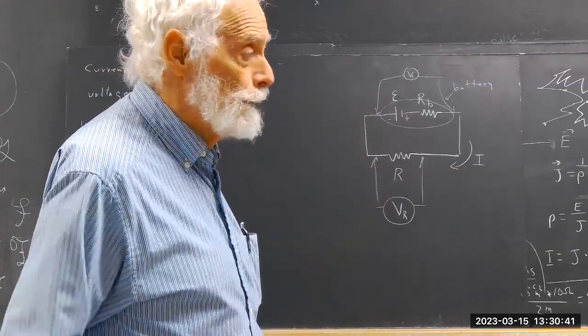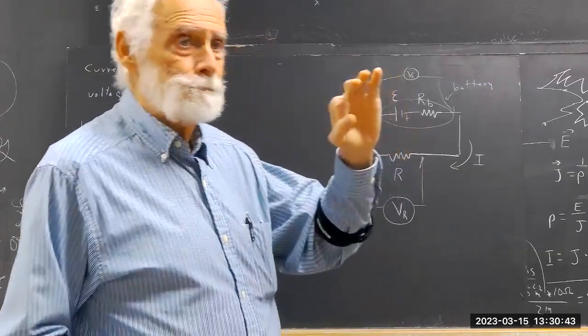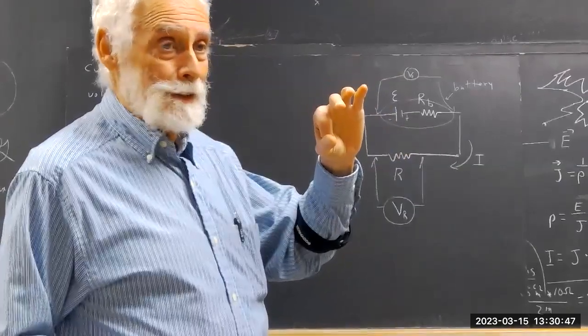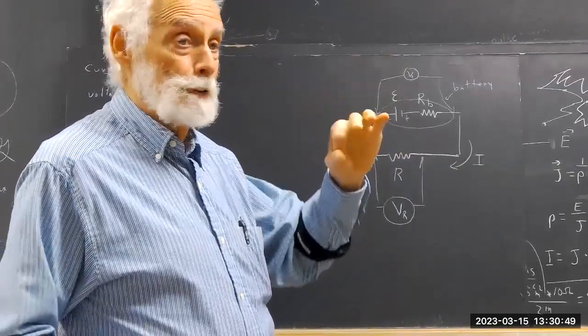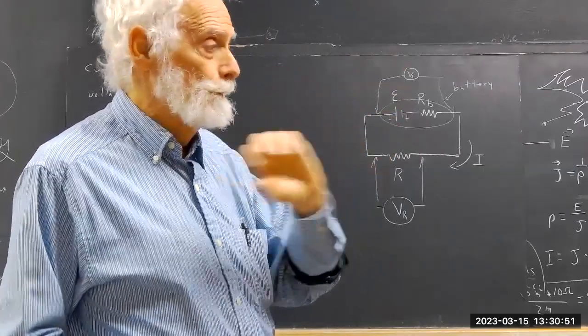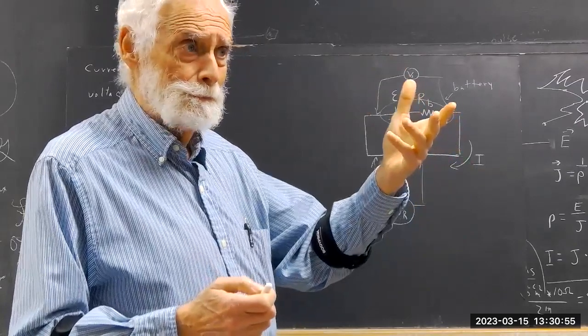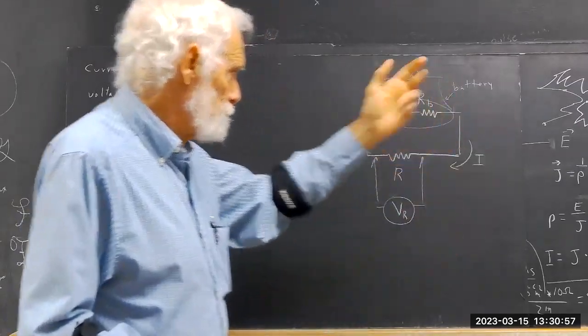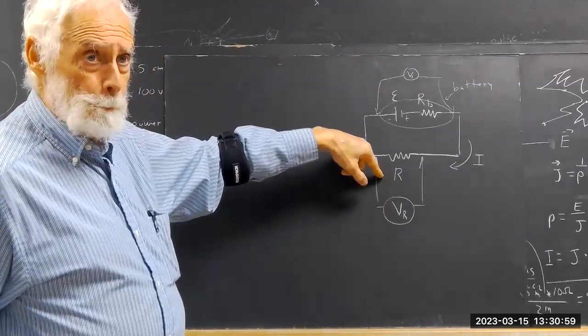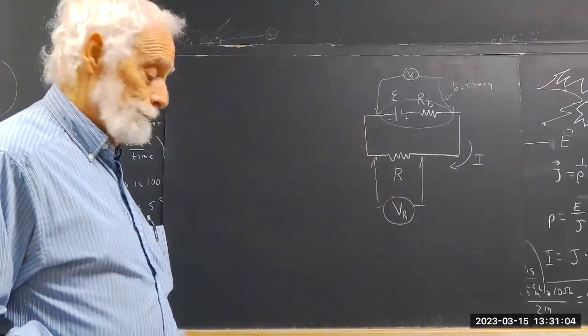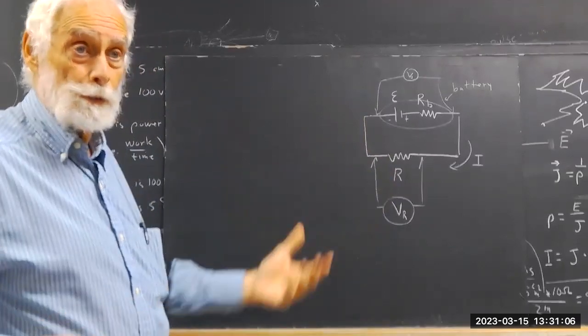Now, the resistor might be a chunk of semiconductor. And that's basically what it is. It's a chunk of stuff. You know what resistors look like, don't you? I can show you. It's just a little cylinder with wires coming out the end and some markings on it to tell you what the resistance is supposed to be.